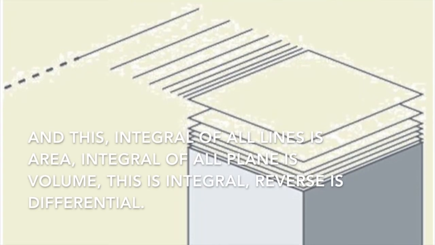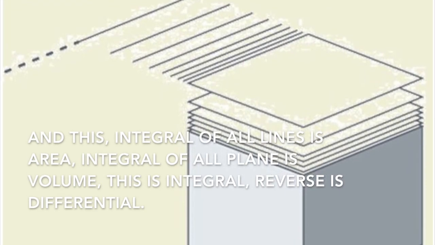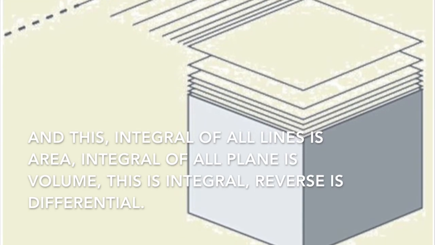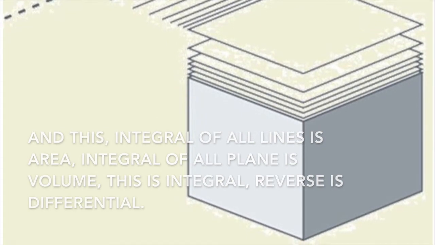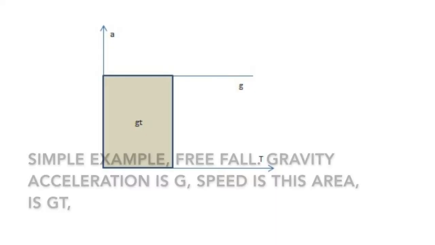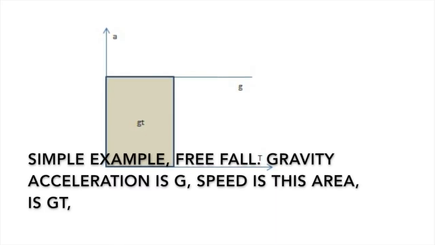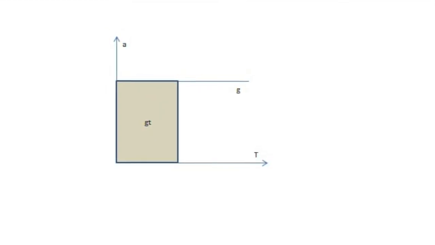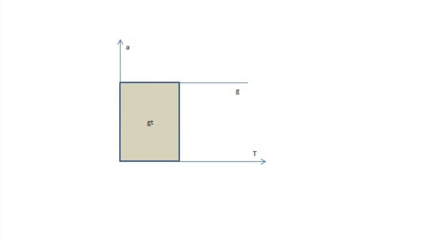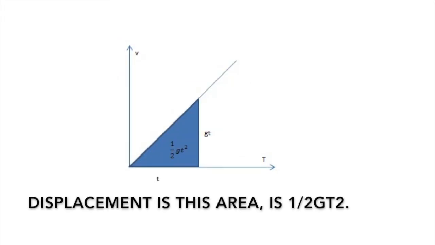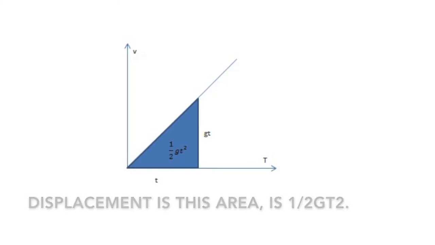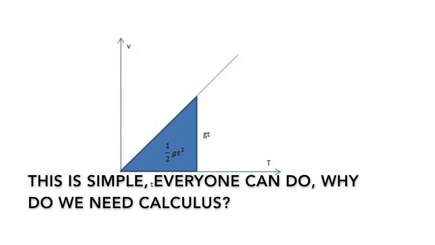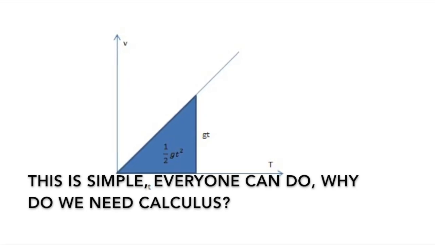The integral of all lengths is area. The integral of all planes is volume. This is integral. The first is differential. Simple example, free fall. Gravity acceleration is g. Speed is this area, is gt. Displacement is this area, is half gt squared. This is simple. Everyone can do it.